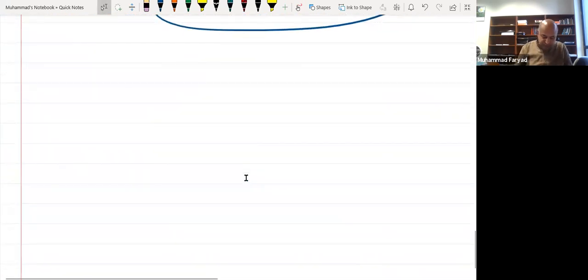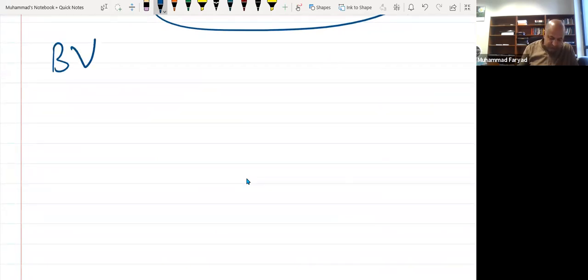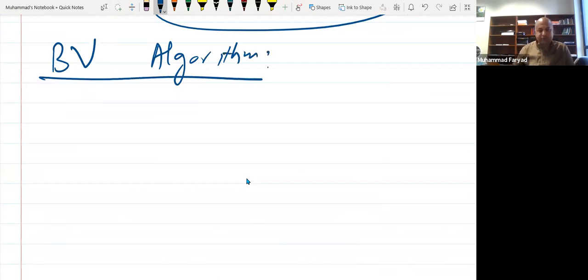Okay, so the Bernstein-Vazirani algorithm, let's analyze this algorithm. Fortunately, we have almost everything that we need for this algorithm from the Deutsch-Jozsa algorithm, because it looks very similar. So I'll be using some of the mathematics that we developed in the last lecture.